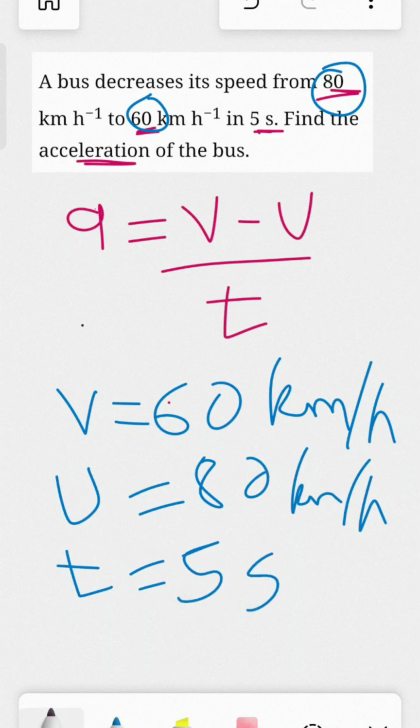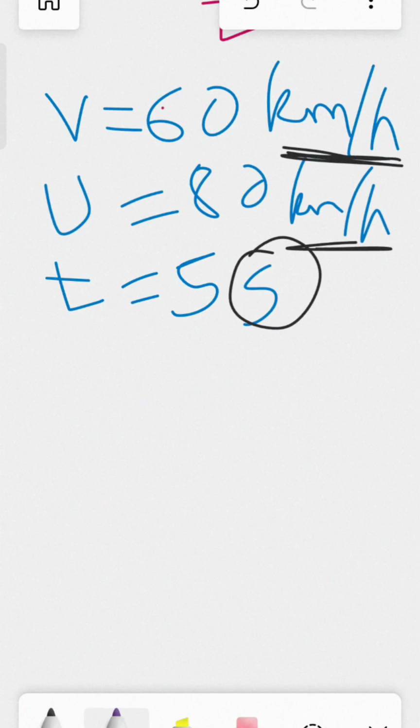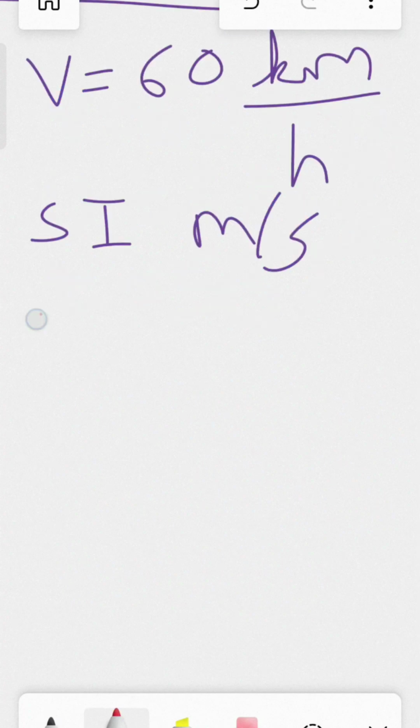Notice here, u and v are given in kilometer per hour, while the time is given in seconds. So the units here are not matching at all. So we have to bring them into the same unit. I will prefer to use SI units. So for SI units, let us convert v first. v is given as 60 km per hour.